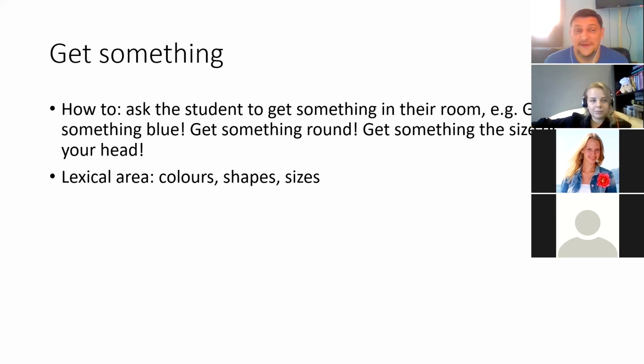Another thing, which is very, very simple, and it works fine with the lower level students, is when you ask the students to get something from their actual rooms. Like, get something blue, and they say, oh, here it is. That's the tip of the pen. Or you can say, get something orange. Oh, here it is. Get something square, and they need to look for a square object. Or get something the size of your head, and they need to think of something and try to find it.